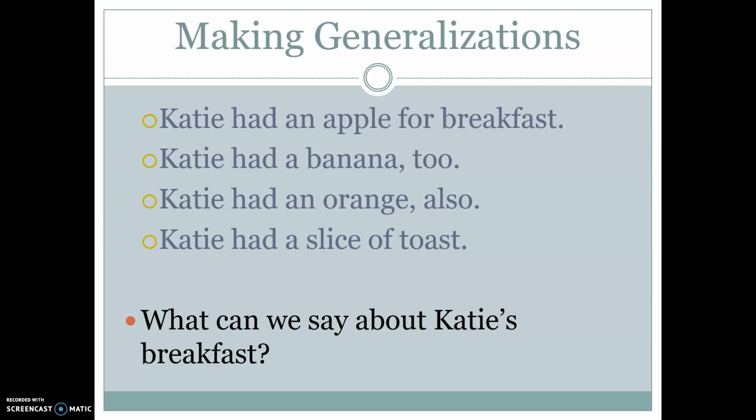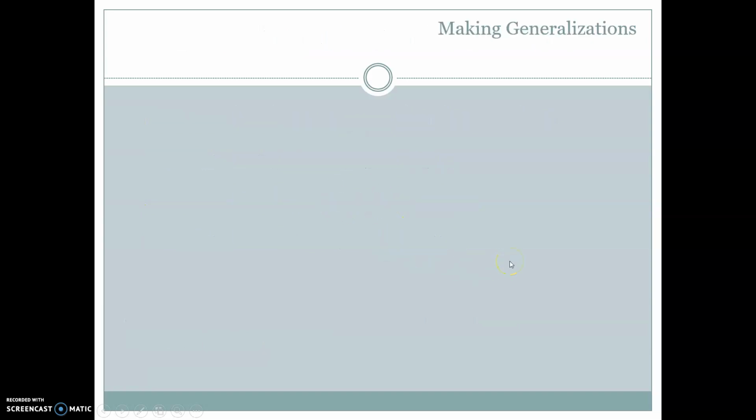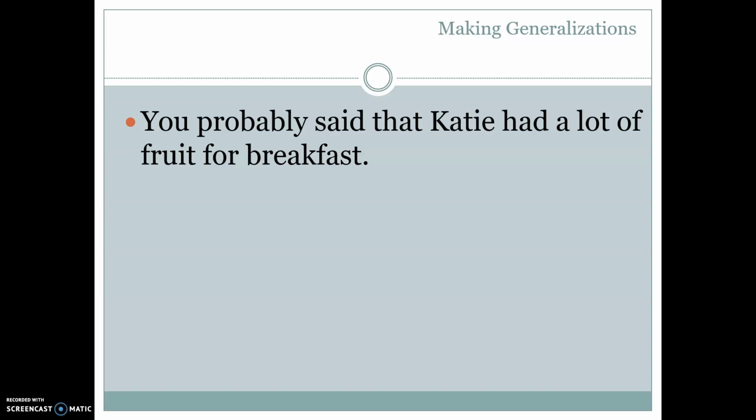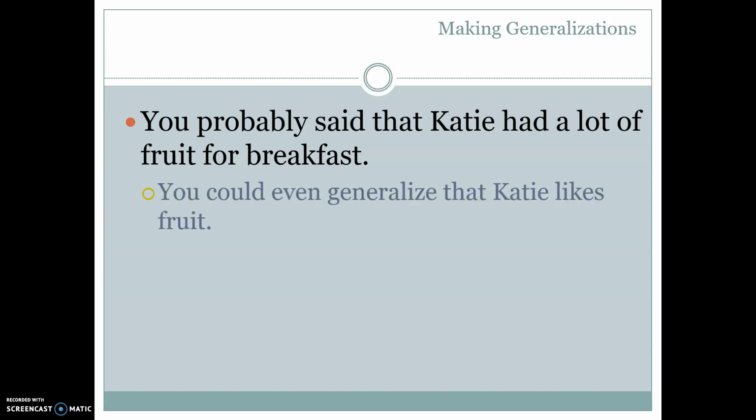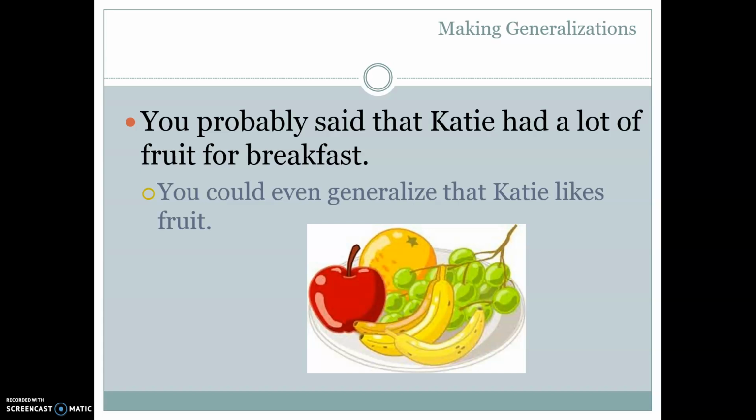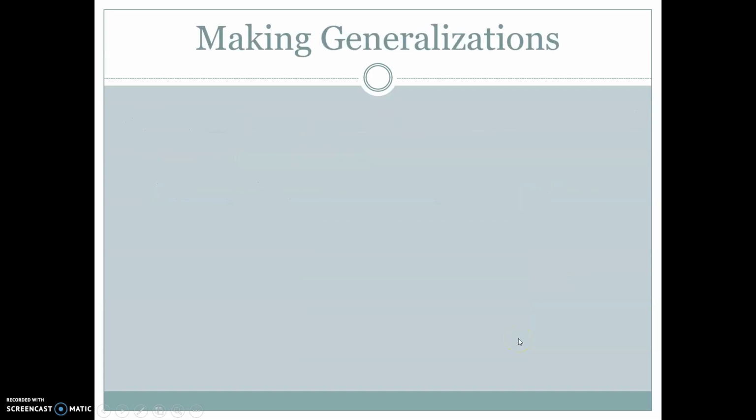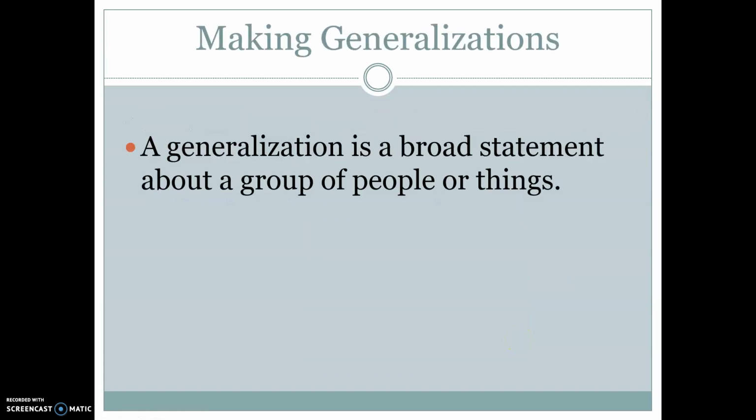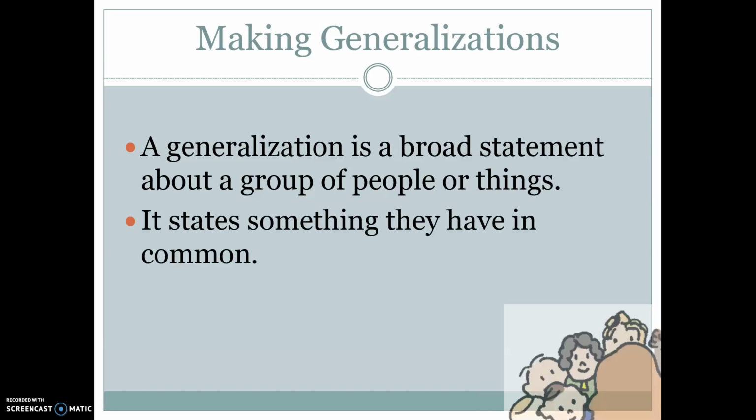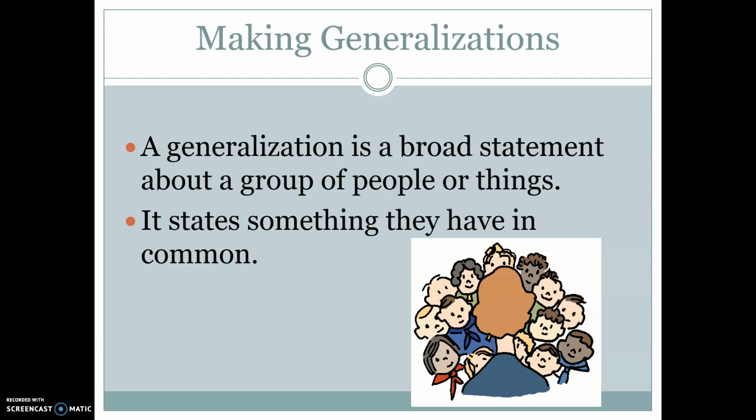Let's take a moment to think of this. We stated that she has an apple, banana, orange, and a slice of toast. So you probably thought that Katie had a lot of fruit for breakfast. You can even generalize that Katie likes fruit. So her typical breakfast might look a bit like this, full of fruit. A generalization is a broad statement about a group of people or things. So it states something they have in common.